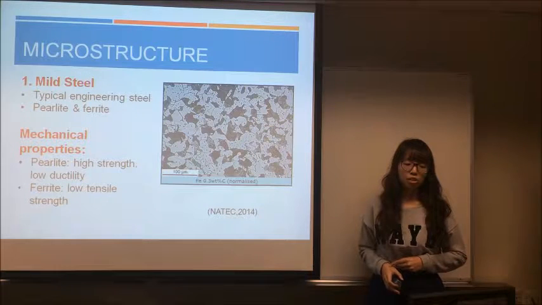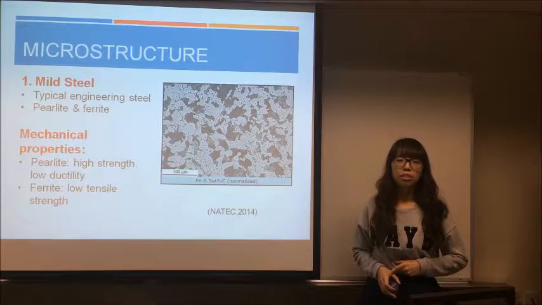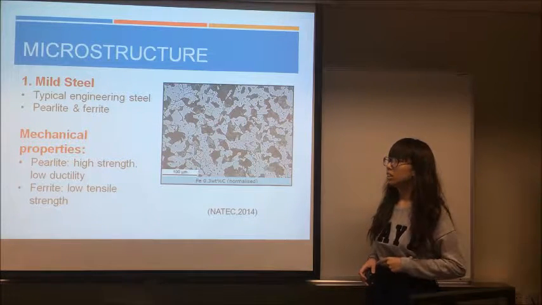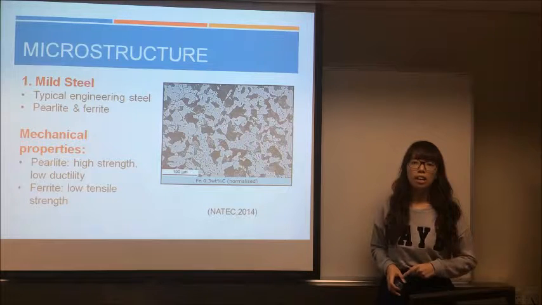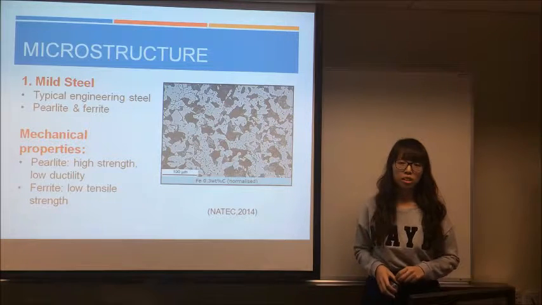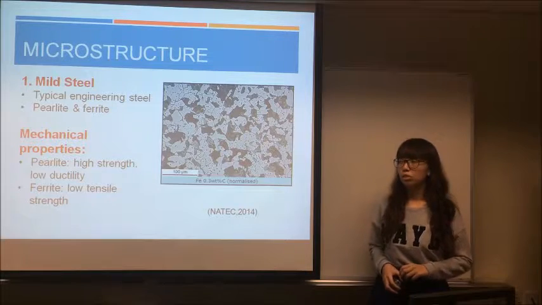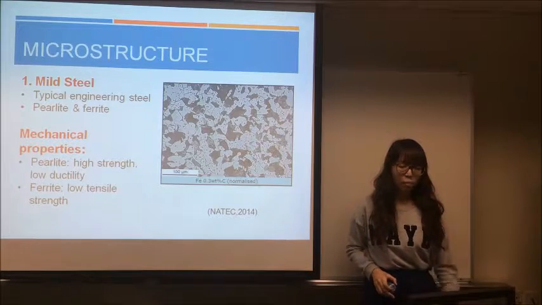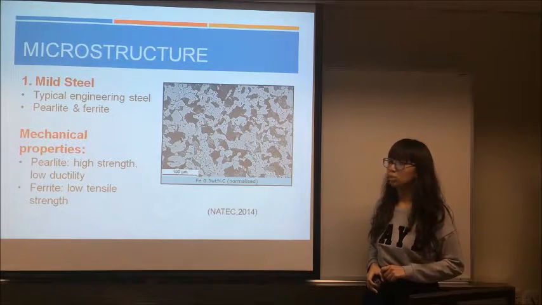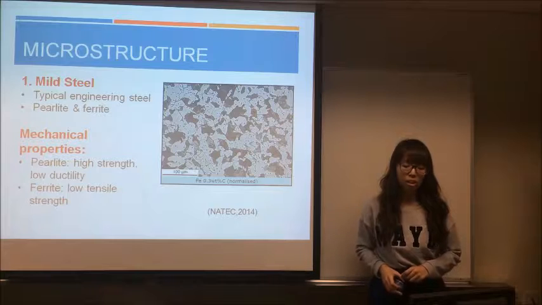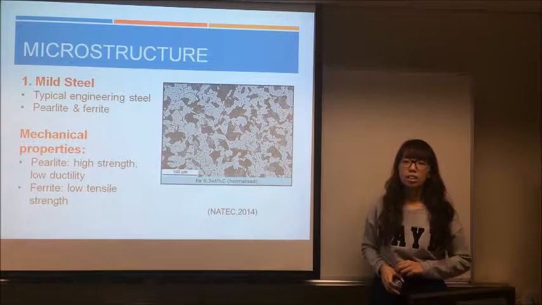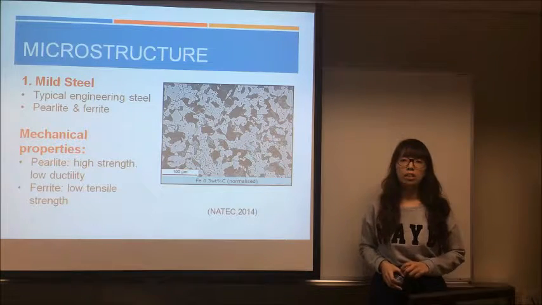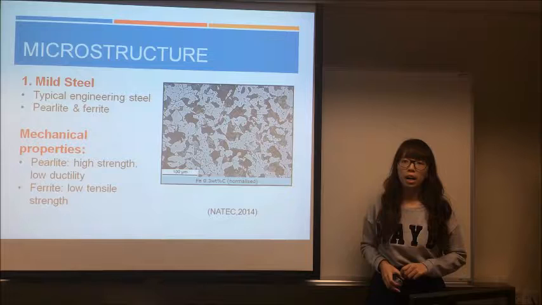The first one is the medium carbon steel, which is the mild steel that contains 0.3% of carbon. It is a typical engineering steel, and it has the microstructure of pearlite and ferrite. The hard pearlite gives the steel a higher strength but a lower ductility, and it has a relatively low tensile strength due to the lower amount of ferrite, but it is cheap in price and malleable.